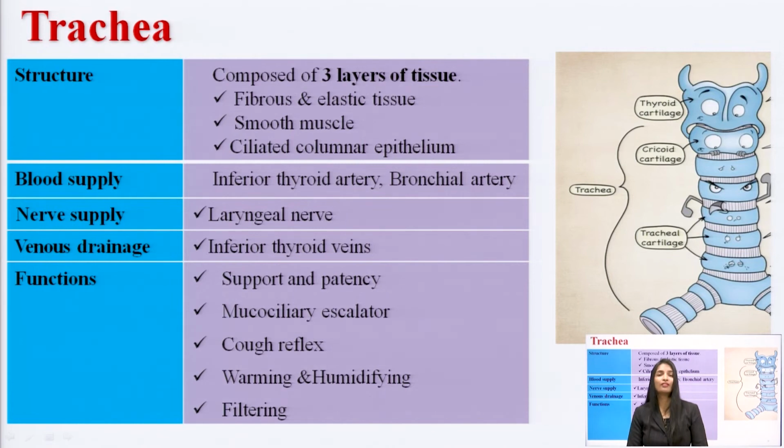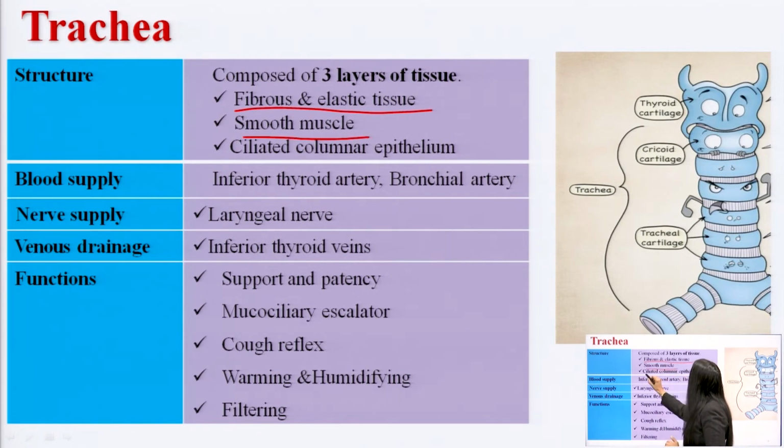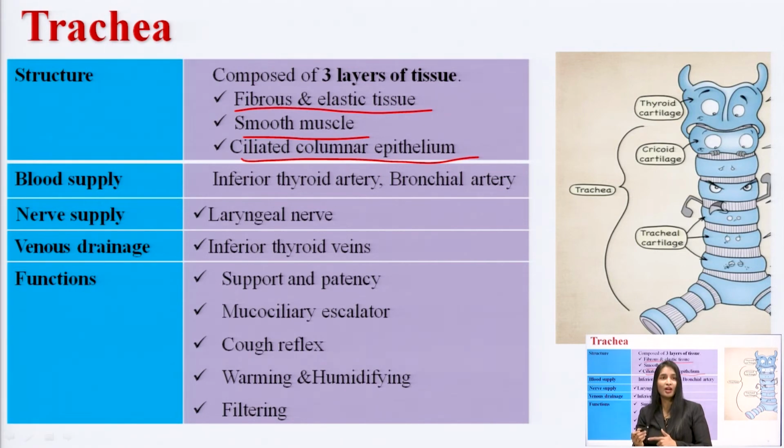Okay. Next we will go with the trachea. The next part of the respiratory tract is the trachea. If I am talking about the structure, it is composed of three layers. What are the three tissues? Fibrous and elastic tissue, smooth muscle, and ciliated columnar epithelium. So one is fibrous elastic tissue, the second is smooth muscle tissue, and the third is ciliated columnar epithelium.